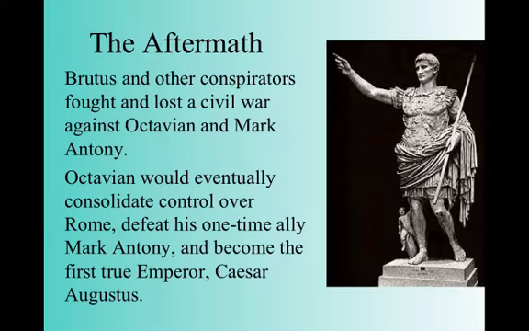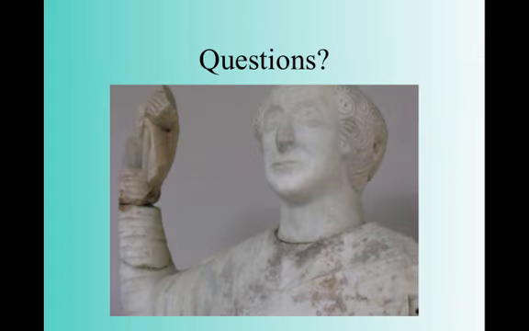The aftermath. Brutus and other conspirators fought and lost a civil war against Octavian and Mark Antony. Octavian would eventually consolidate control over Rome, defeat his one-time ally Mark Antony, and become the first true emperor, Caesar Augustus.